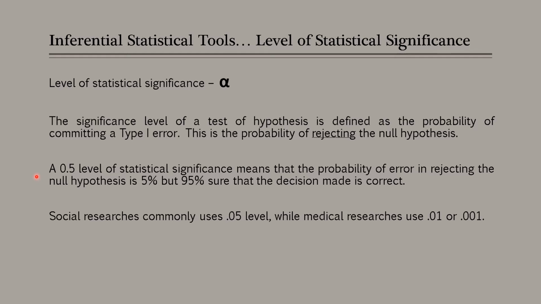In other words, an obtained result that is significant at the 0.05 level could occur by chance only 5 times in 100 trials. The 0.01 level means that an obtained result could occur by chance only once in 100 trials. The 0.001 level means that an obtained result could occur by chance only once in 1,000 trials. Social researchers commonly use the 0.05 level, while biological and medical researchers use the 0.01 or 0.001 because recommendations from findings in medical research should be based on the lowest margin of error.